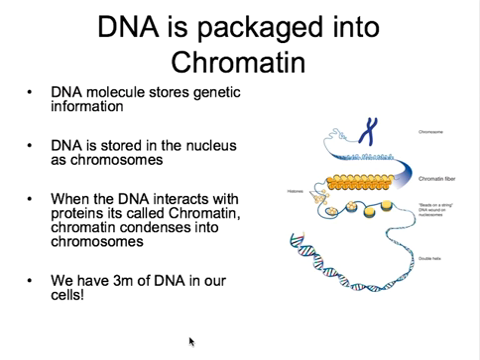So DNA is packaged into chromosomes, and chromosomes contain chromatin. So the DNA molecule stores genetic information. The DNA is stored in the nucleus as chromosomes, and when the DNA interacts with proteins, here you can see some of these proteins, these yellow things, it's called chromatin, and chromatin can condense down into the chromosomes, as you can see in this picture. So you have your double helix, and then you see your double helix getting wound around these proteins, and these proteins condense, called a chromatin fiber, and these chromatin fibers will then condense into a chromosome. What you need to understand is we have to pack them so carefully because we have over 3 meters of DNA in our cells.